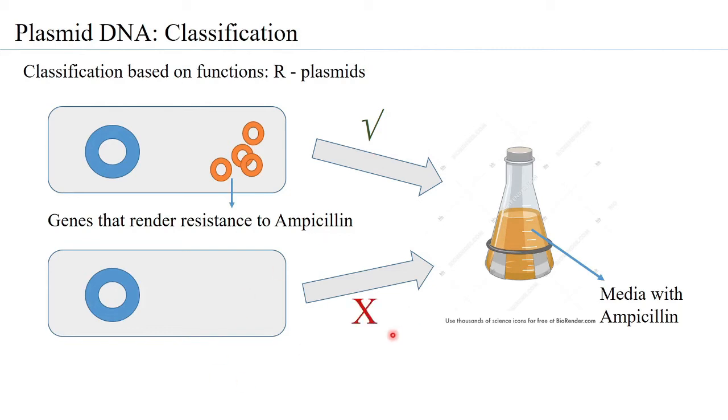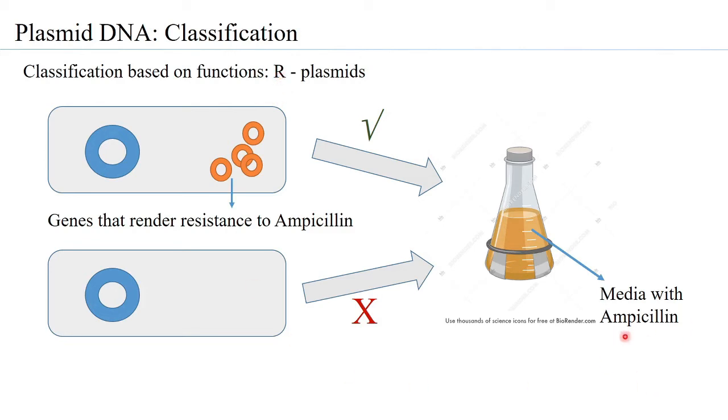But these bacteria will not grow and survive in this media simply because they do not have the added characteristic of being resistant to ampicillin, and hence ampicillin will kill these bacteria. But ampicillin cannot kill these bacteria because they have been bestowed with resistance to ampicillin thanks to the genes present in the R plasmid. So that's the reason why it is called resistance plasmids.